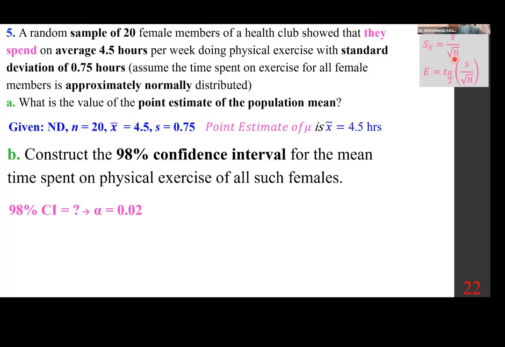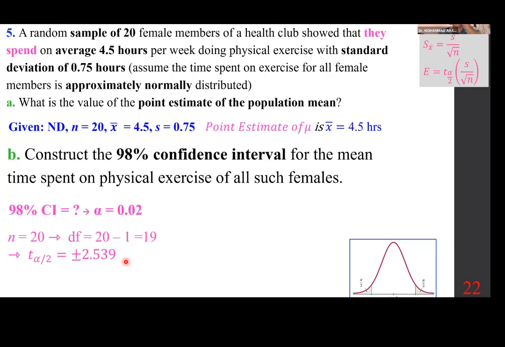We want a 98% confidence interval. That means alpha is 0.02. And again, 98% here, 0.02 divided by 2, that means 0.01 on each side. Degrees of freedom is N minus 1, because we are going with the t distribution. So it's 19. And we find this from the table or technology.